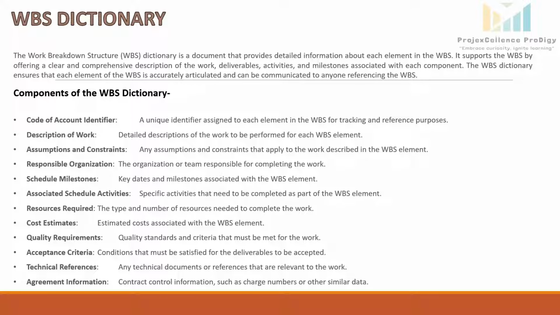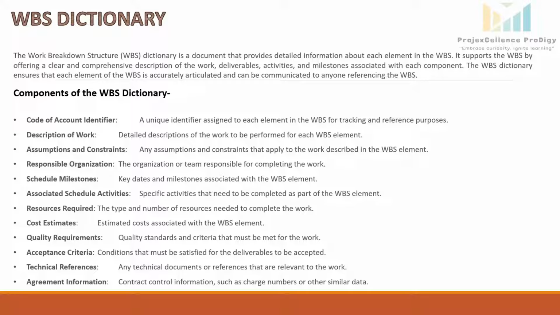If we talk about components of the WBS dictionary, the very first one is the code of account identifier. A unique identifier is assigned to each element in the WBS for tracking and referencing purposes. For example, in the last slide, for the WBS illustration, the 1.1 code was given to architectural design, while the 1.2 code was assigned to structural design.